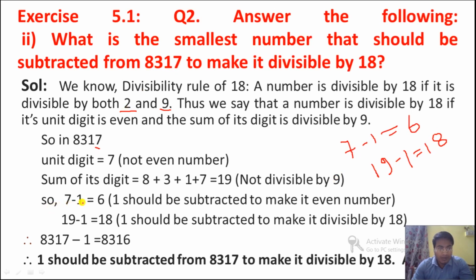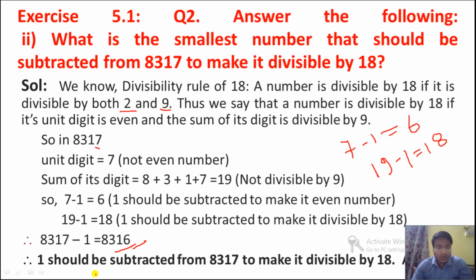So 7 minus 1 is equal to 6. 1 should be subtracted to make it an even number. 19 minus 1 equals 18. 1 should be subtracted to make it divisible by 18. Therefore the number will be 8317 minus 1, 8316. This is the final number.